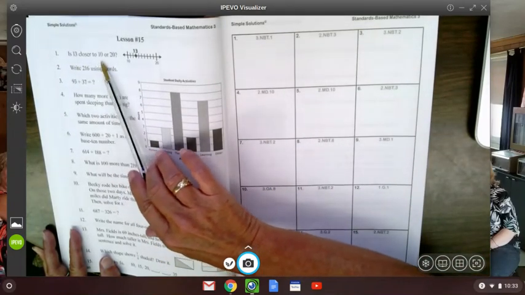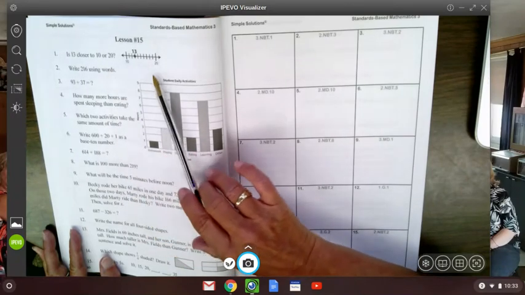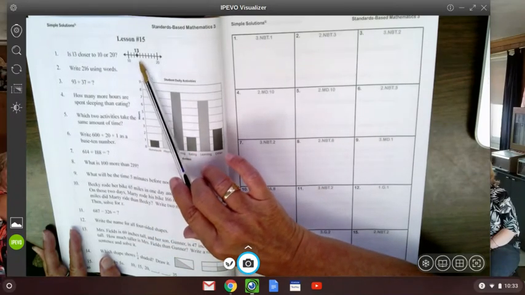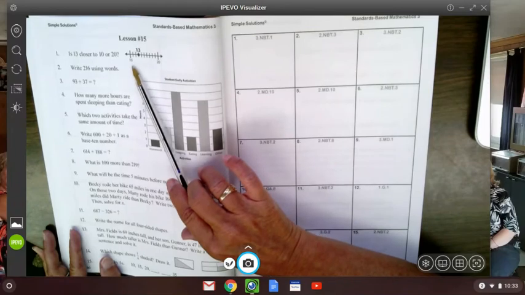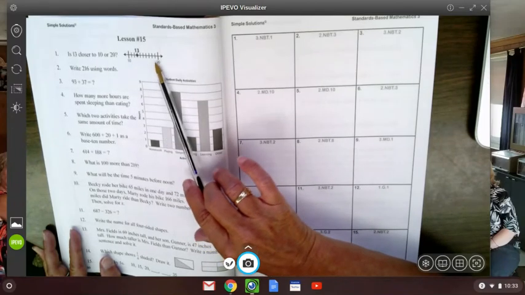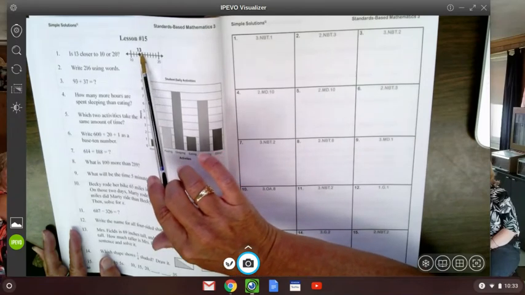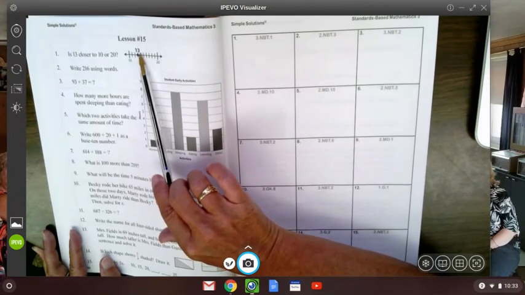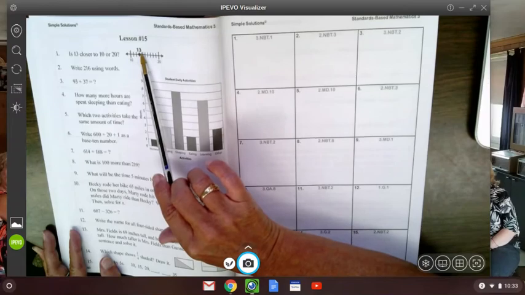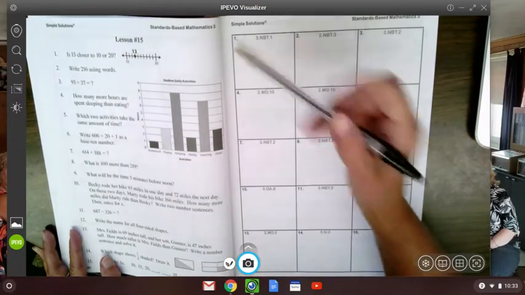Is 13 closer to 10 or 20? 13 is between the 10 and the 20 on the number line. Those are the two tens it's closest to. You look at the ones place, the 3. That tells me it's 4 or less. If it's 4 or less, you go down to 10.